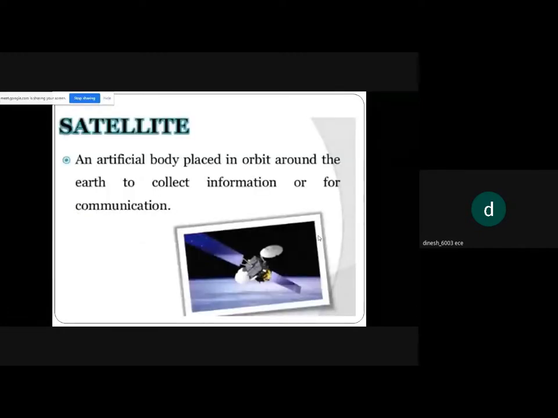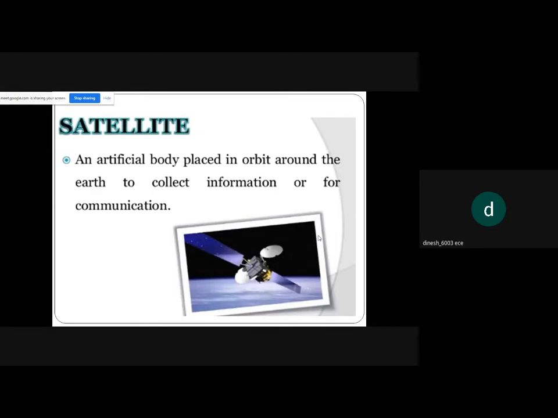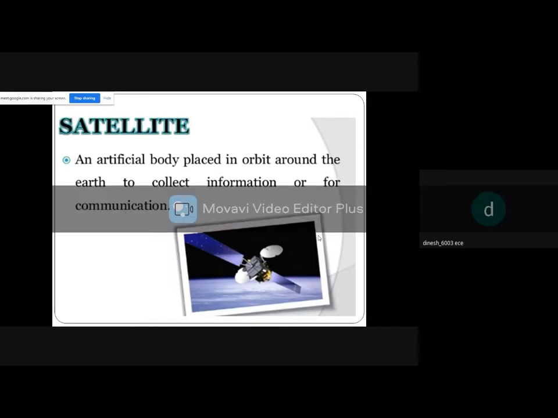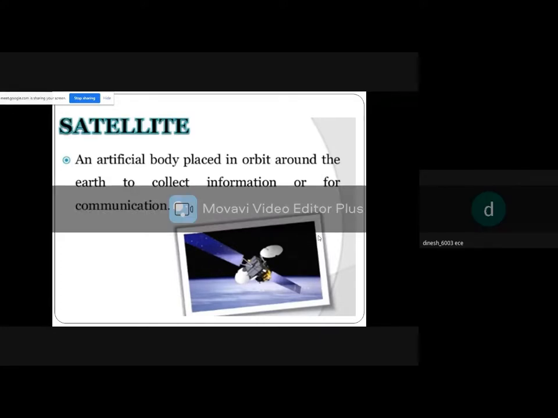Next is an important question: what is a satellite? Since we are all dealing with satellite communication, we should be familiar with what a satellite is. The image that I put is an artificial satellite. A satellite is an artificial body placed in orbit around the Earth to collect information for communication. For example, we have placed Aryabhatta as the first Indian satellite in space for collecting information around India, through sensors, images, GPS signals, remote sensing, whatever it might be.